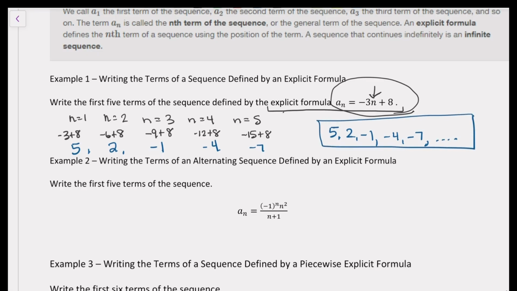Now, this is a sequence. Why? Well, it's a series of numbers, a series of terms, okay? Next, it's an explicit formula, and here is why. When we are working with the formula, the number that we plug in for n is the term that we're talking about. So when I plugged in a 1, I was talking about the first term, okay? That is an explicit formula, okay?